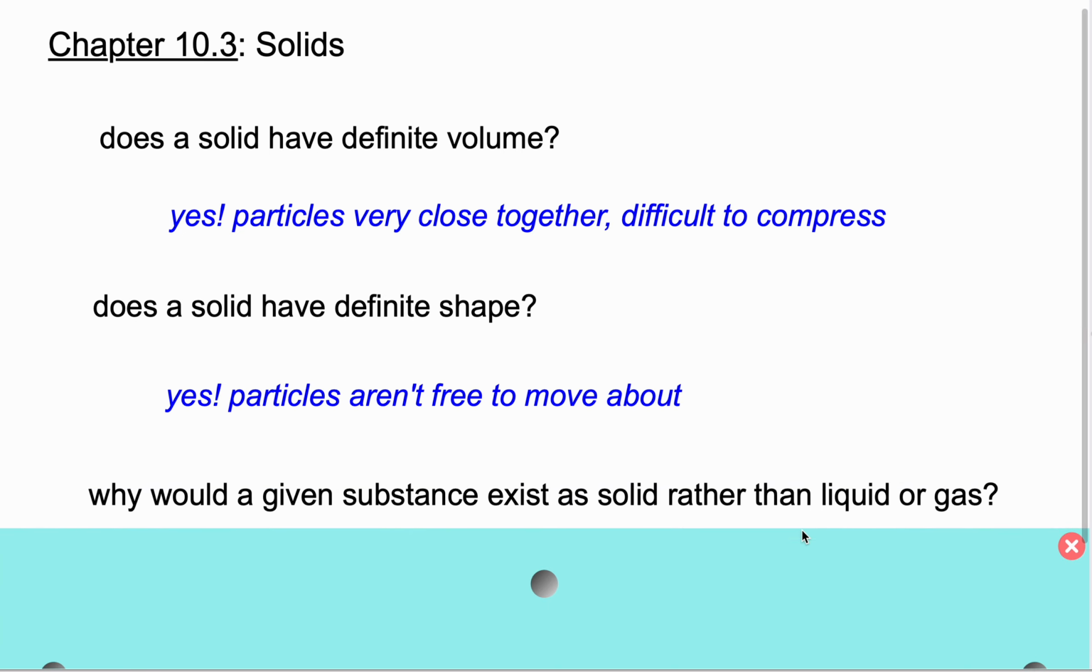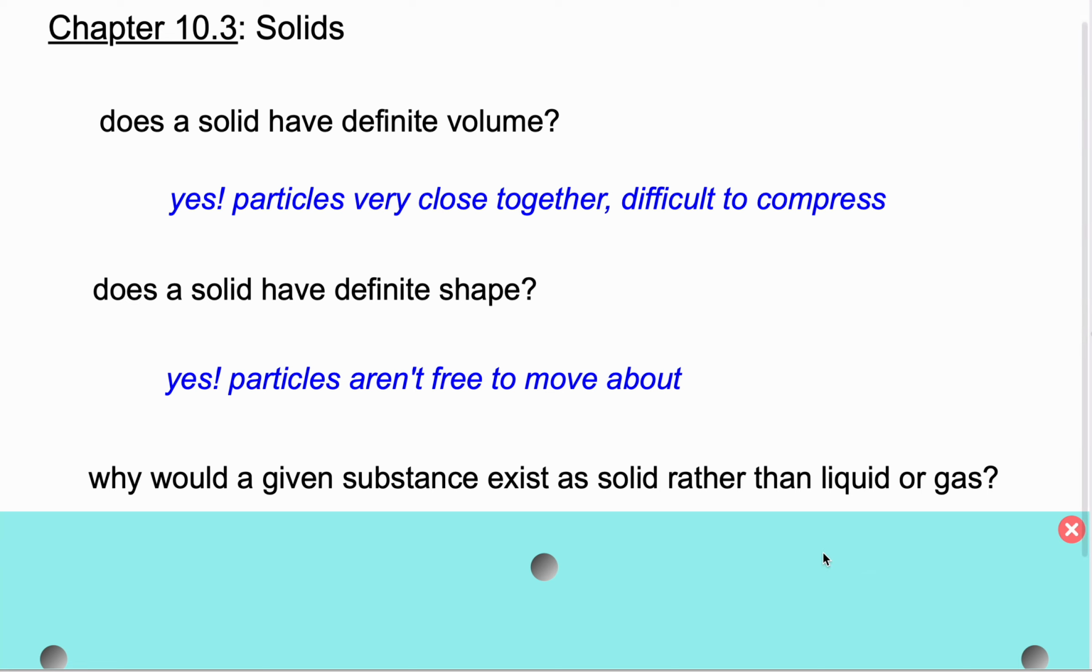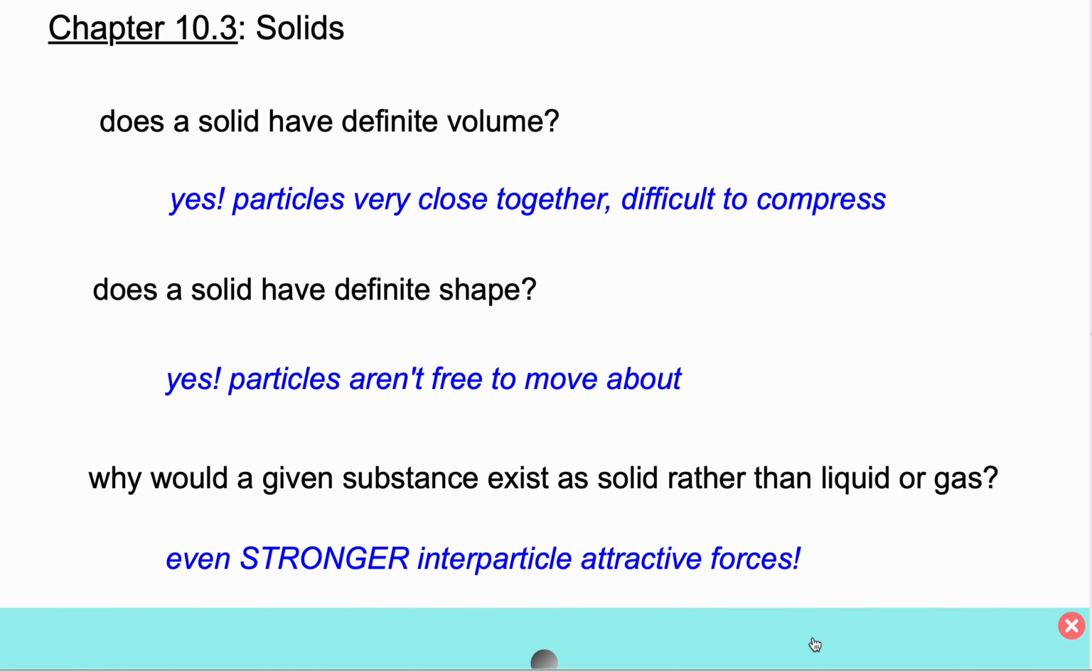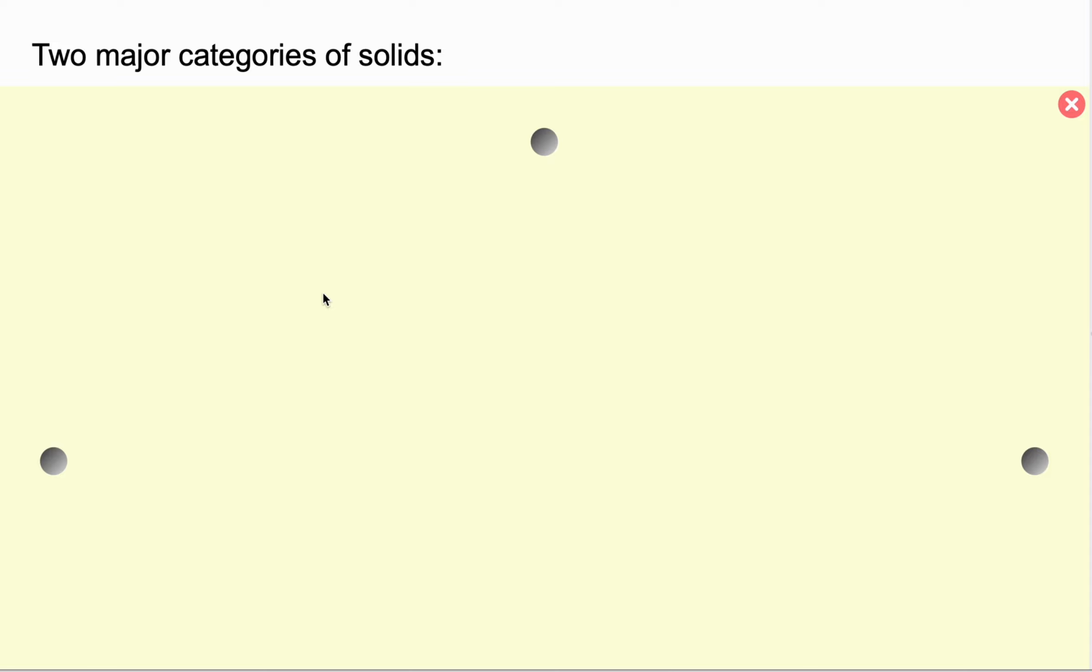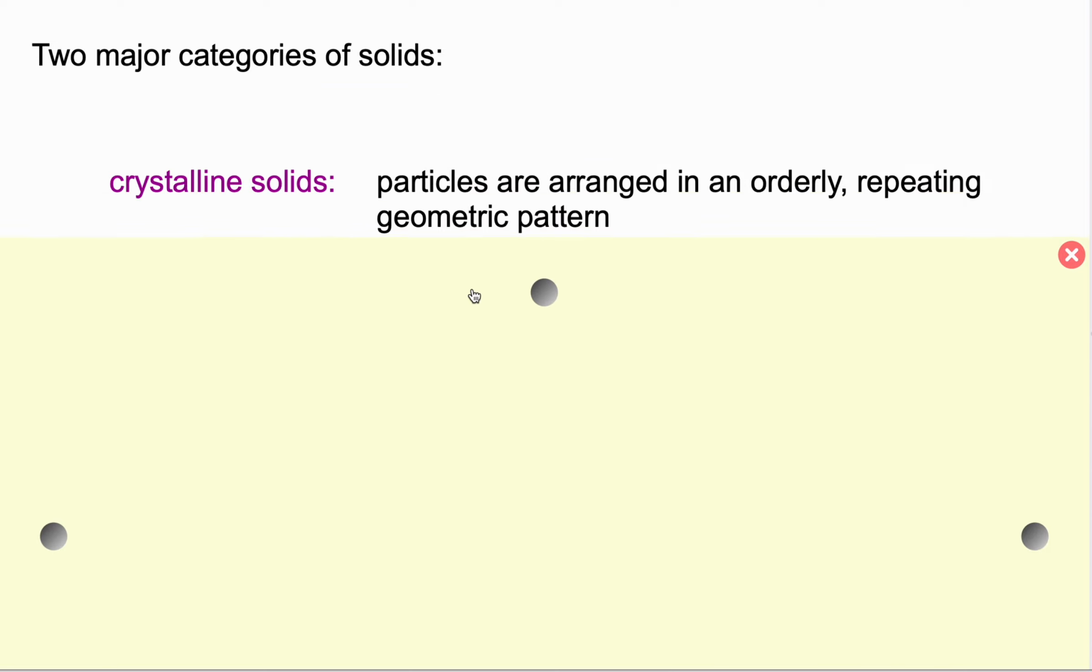Why would a given substance exist as a solid rather than a liquid or gas? Well, obviously, because they have even stronger interparticle attractive forces, locking them into place and preventing them from moving about. Now, there are two major categories of solids that you should be aware of. Crystalline solids are solids in which the particles are arranged in an orderly, repeating geometric pattern.